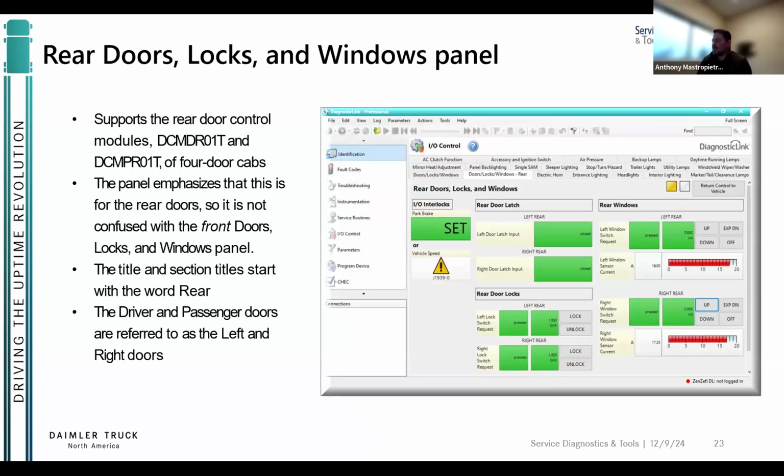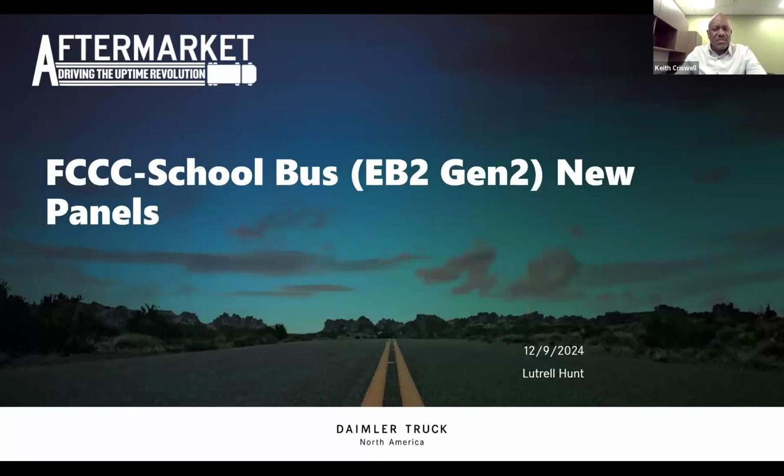For vehicles with rear door control modules, we have built a troubleshooting panel that allows you to troubleshoot the DCM-R and DCM driver side and passenger side. These are similar to the front door modules. Awesome. Thank you. Okay. Now we'll go to our Freightliner Custom Chassis school bus EB2 Gen 2 new panels.